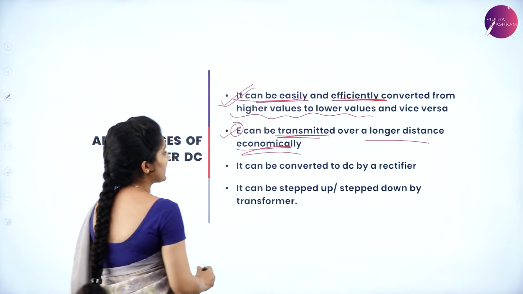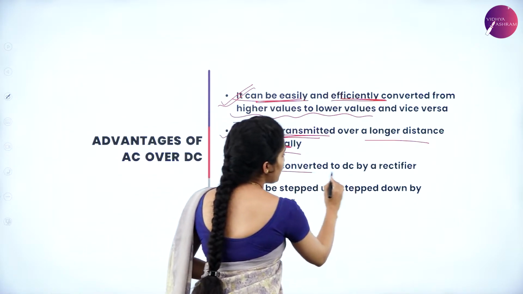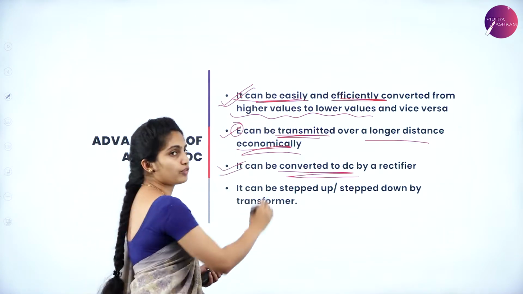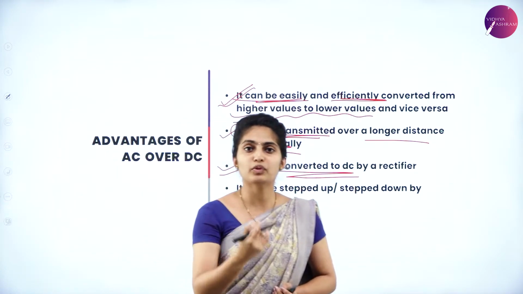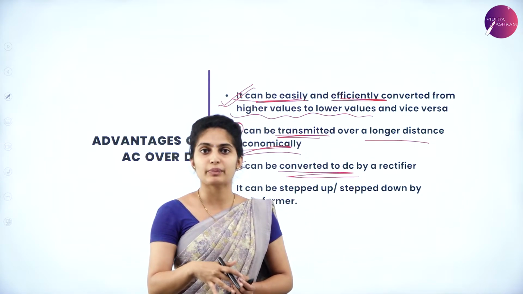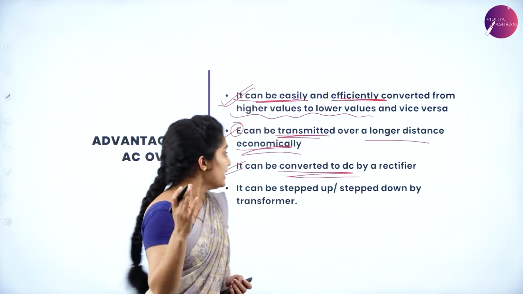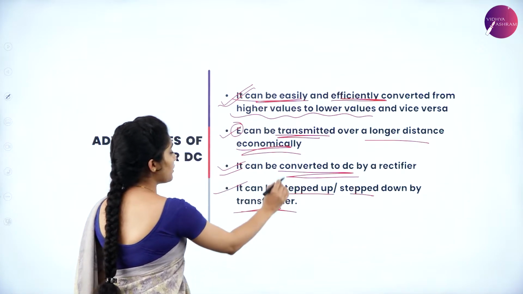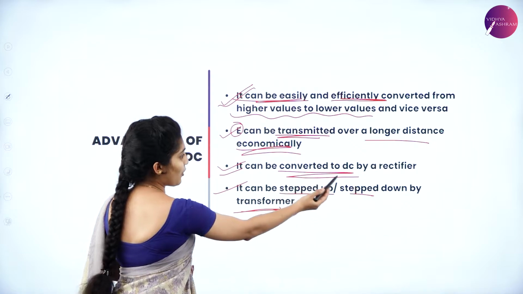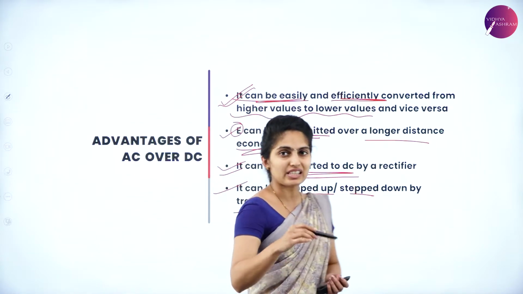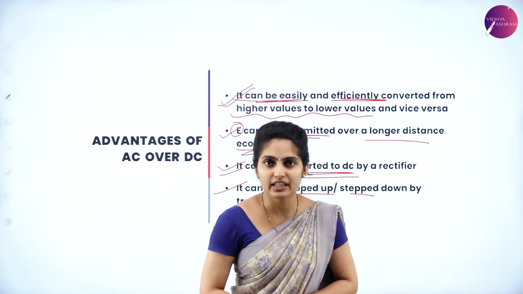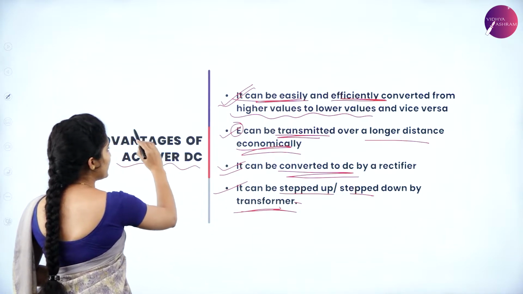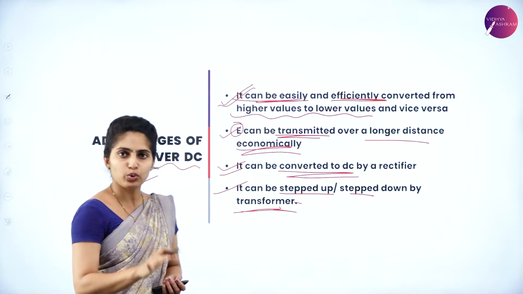That is one of the applications. Next, AC can be converted to DC by a rectifier, and this is used in mobile chargers, wherein your input is nearly 250 volts and your output is 5 volts. Next, it can be used in step up and step down, and that is done by a transformer. All this about rectifiers and transformers you will study in the same chapter in the upcoming classes. So these are all the advantages of AC over DC, which is very important for you to understand in general.